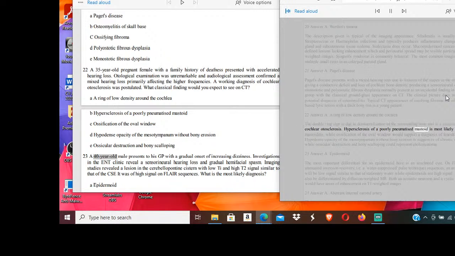Hypersclerosis of a poorly pneumatized mastoid is most likely to represent mastoiditis, while ossification of the oval window would support a diagnosis of fenestral sclerosis. Hypodense opacity of the mesotympanum without bony erosion is suggestive of chronic otitis media, while acicular destruction and bony scalloping could represent cholesteatoma.